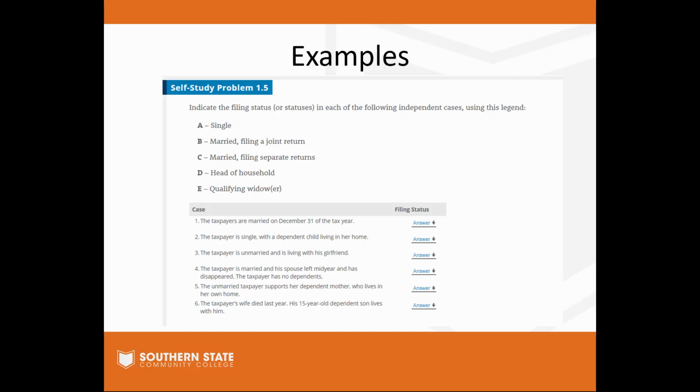Alrighty, hopefully you had a moment to read through the 6 cases here. We'll run through them real quick and talk about what these individuals or couples should file. Number 1, taxpayers are married on December 31 of the tax year. If they're married as of the end of the tax year, they're allowed to do married filing joint or married filing separate. Again, most of the time we would do a married filing joint return.